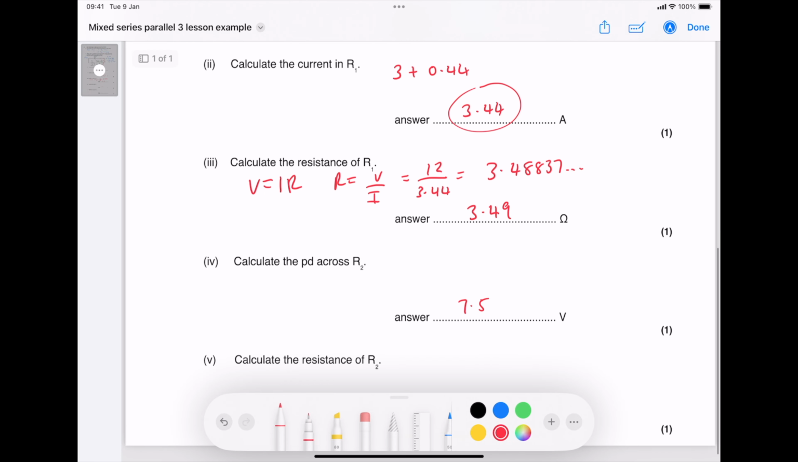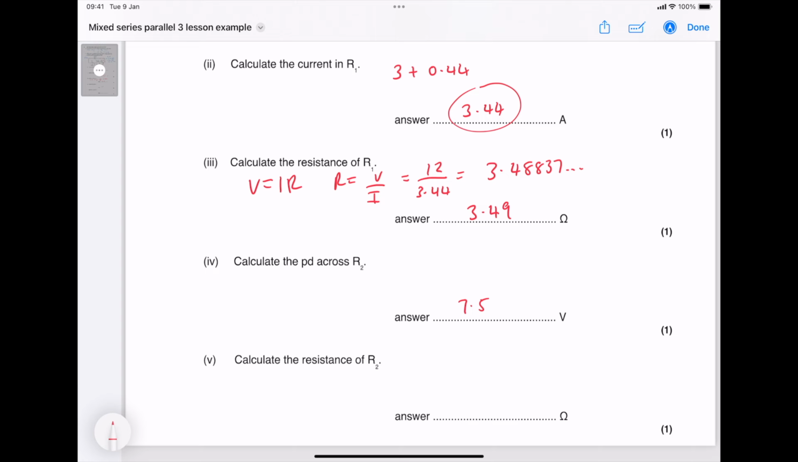Finally, calculate the resistance of R2. So V equals IR, and then R equals V divided by I. We know that the voltage along R2 is 7.5. So it'll be 7.5 divided by 0.44, which gives us an answer, again straight off the calculator, to 2 decimal places, again keeping in line with the accuracy of the other numbers I've used. That'll be 17.05. So 17.05 ohms is the resistance of R2.